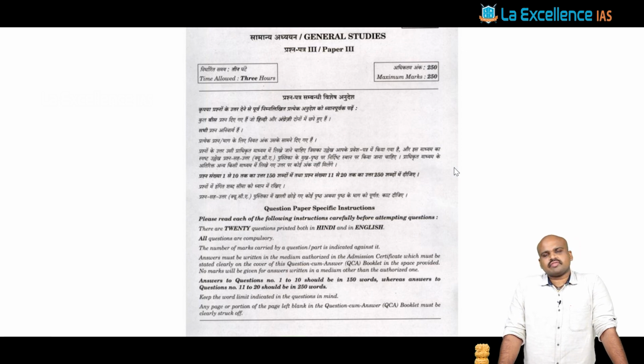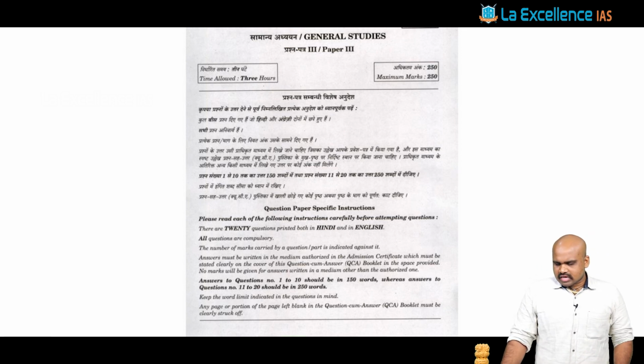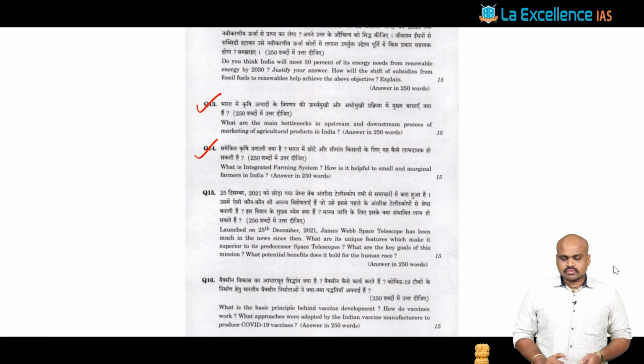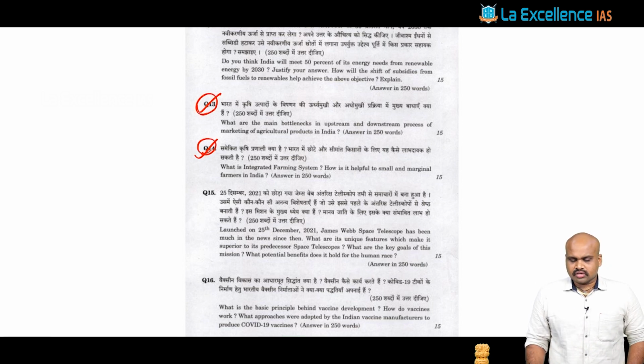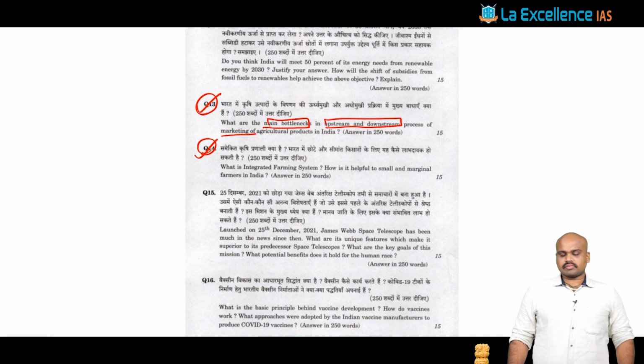Because in that video, we discussed that this particular section is 50 marks worth of GS3, which is almost 1/5. With such importance, looking at the questions that were asked in GS3, especially the 15 markers, it is question number 13 and question number 14. Question number 13: what are the main bottlenecks in upstream and downstream process of marketing of agricultural products?